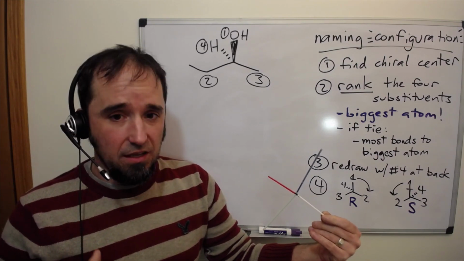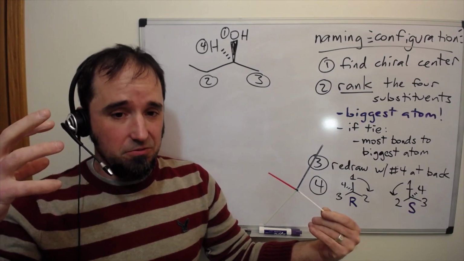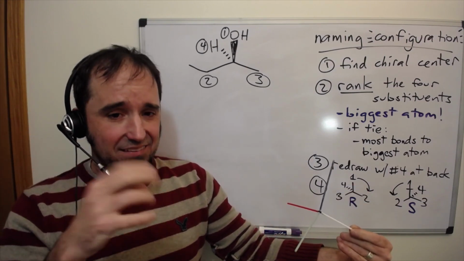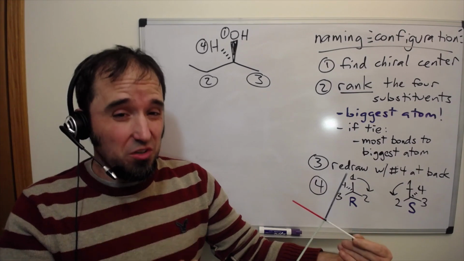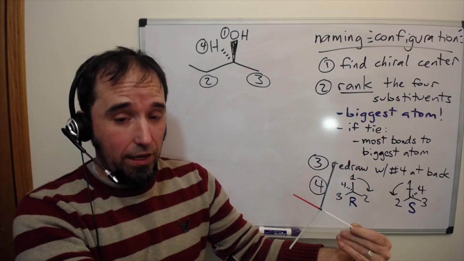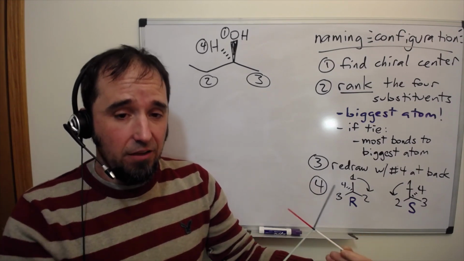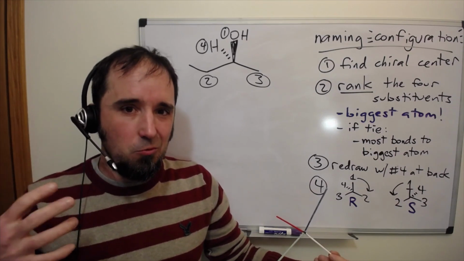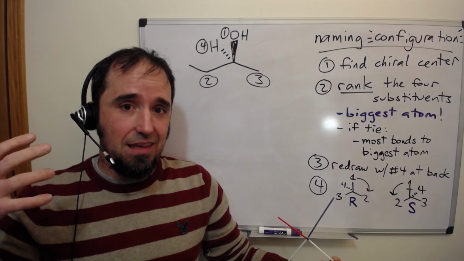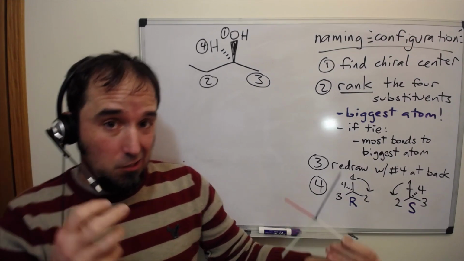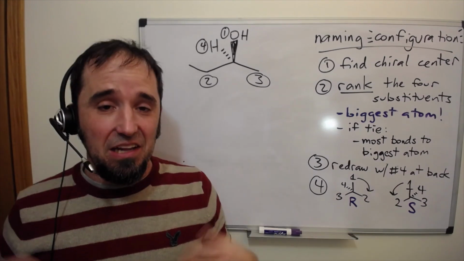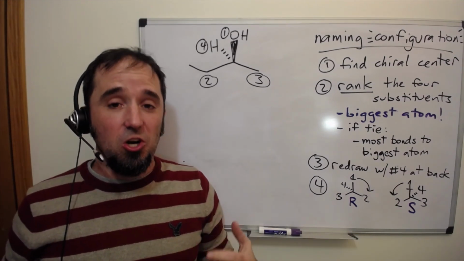I want to be orienting myself so that I'm looking at the molecule where the last substituent, number 4, usually a hydrogen, is going away from me like this. And those of you that are gifted with spatial reasoning will get good at this, and you'll be able to think, okay, if I shrank down and looked at the molecule like this, this is what it would look like. So now the last step is to turn the wheel.